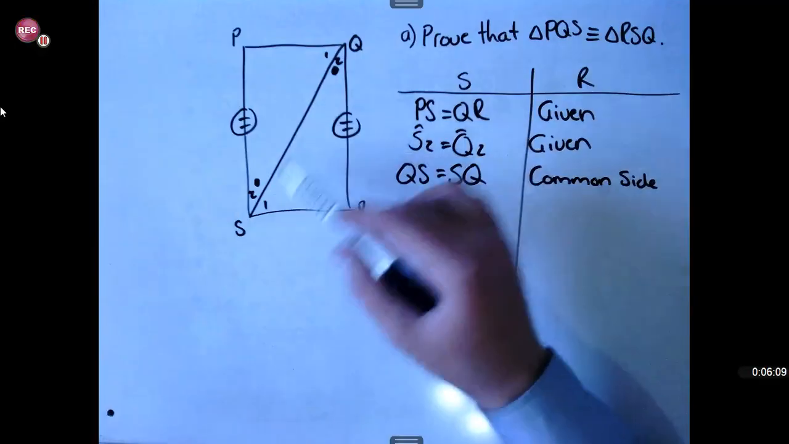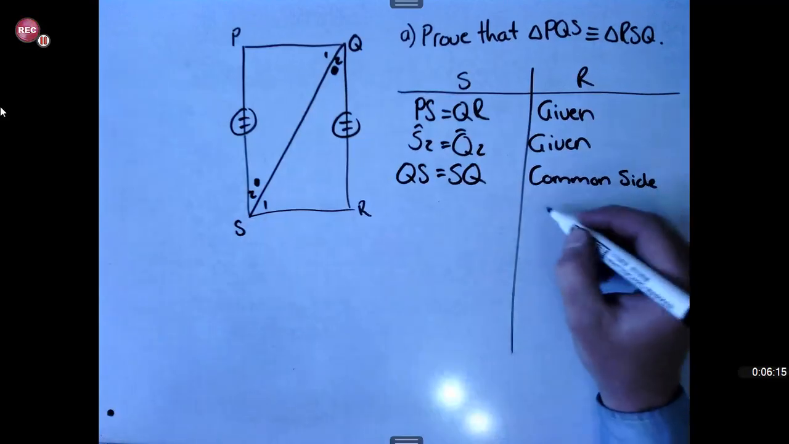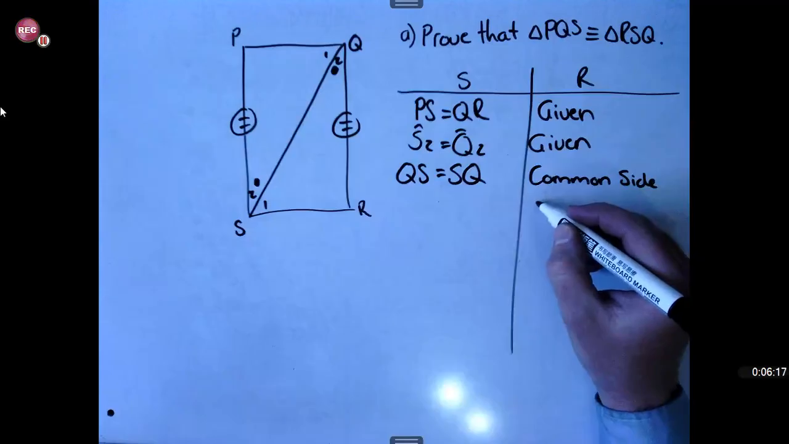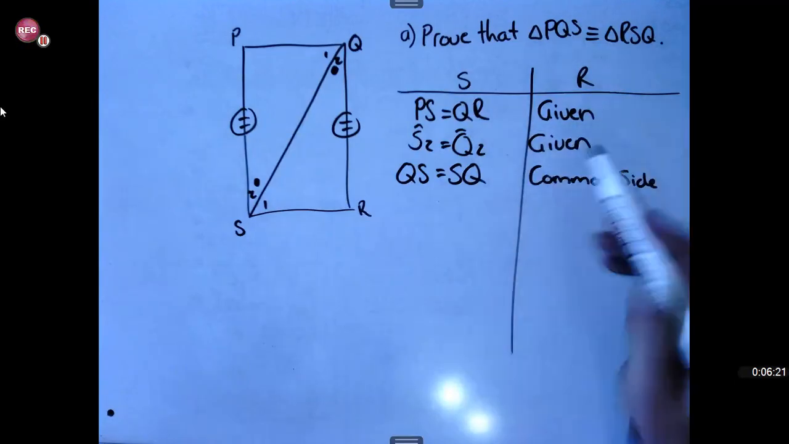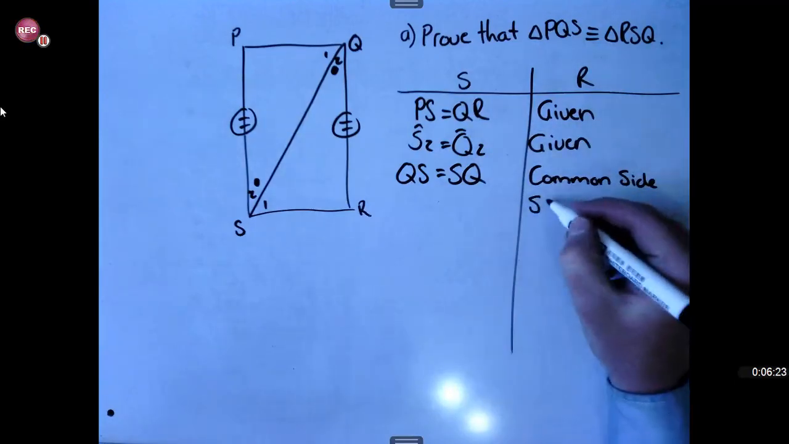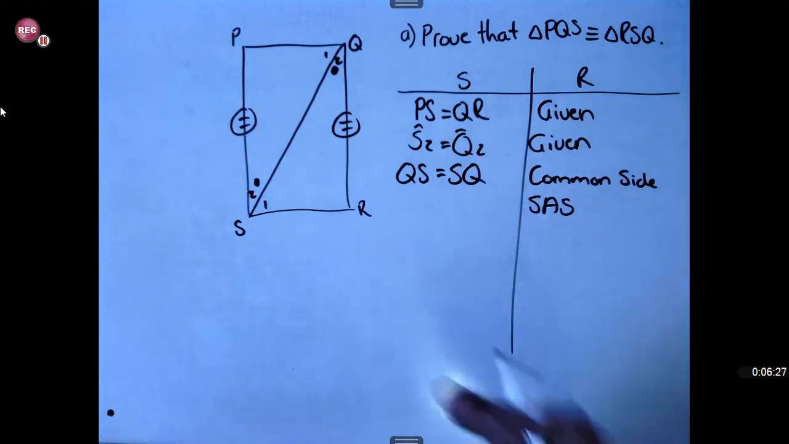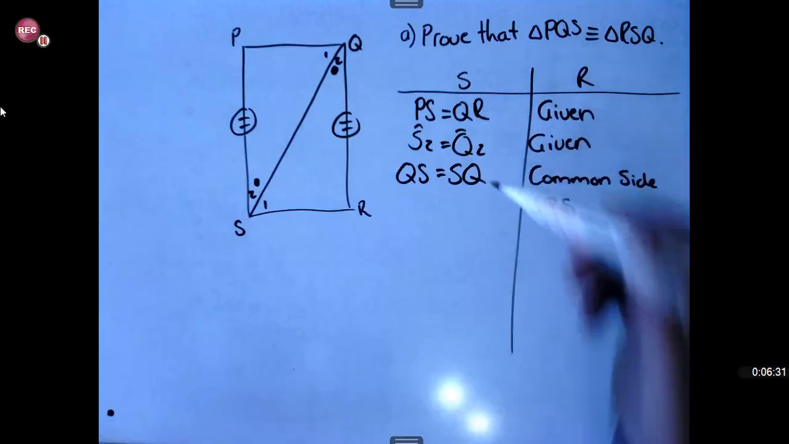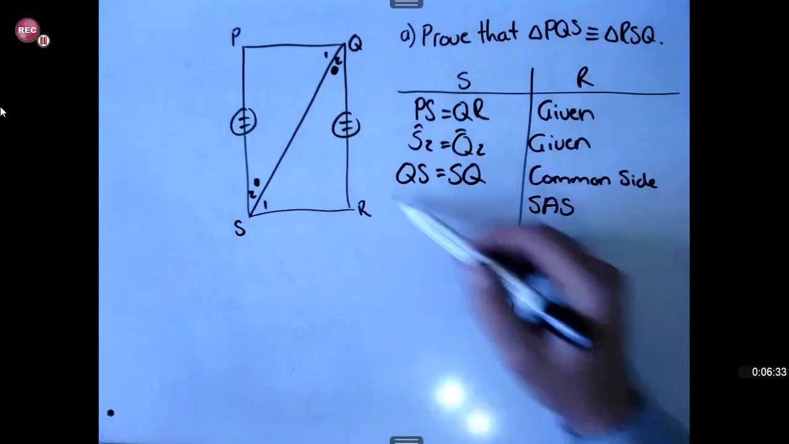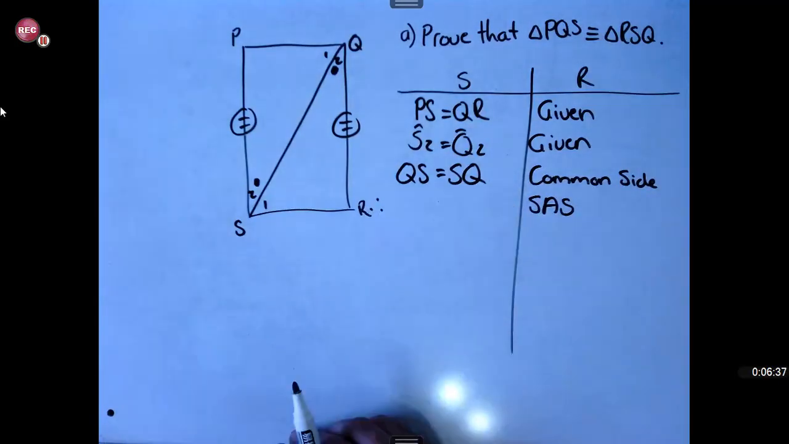Both the triangles make use of that side. Okay. Then, once you are done with that, on the reason side, you need to give me the condition, and you will see that I've written all of these in the condition format. So SAS, that was the condition that I worked with, which is side angle side, which is the way it was written here. Then, with my three facts and my condition, I can therefore make a conclusion. That's why I say therefore.